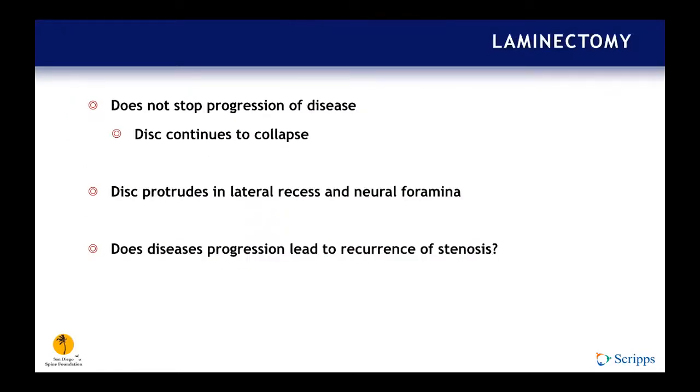So laminectomy is not perfect. And when I say laminectomy, I mean it in the traditional sense of removing the spinous process, the interspinous ligament, the supraspinous ligament, and a substantial amount of the bony aspects of the lamina. But when you do this, it does not typically stop the progression of the disease. The disc can continue to collapse. You can continue to have degenerative changes, in comparison to fusion procedures, which would, at that one segment at least, stop the progression of the disease. The disc can protrude into the lateral recess and neural foramina, again alluding to the progression of the disease that can occur.